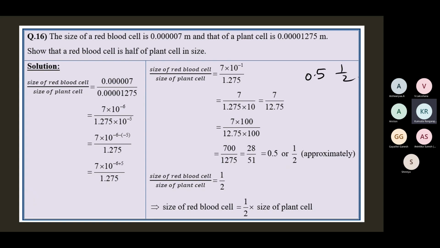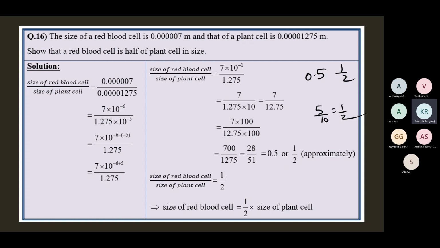And we know that half is 0.5, right? Half is 0.5. So on dividing, you get 0.5, and 0.5 is nothing but 1 by 2 because 0.5 is 5 by 10, which is 1 by 2. So that's what we wanted. We wanted to get 1 by 2.